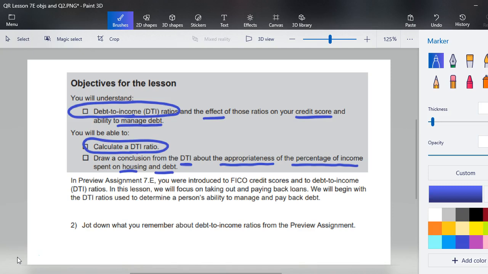In preview assignment 7E, you were introduced to the FICO credit score and debt to income ratios, DTI. In this lesson, we will focus on taking out and paying back loans. We'll begin with DTI ratios used to determine a person's ability to manage and pay back debt. Question two says, jot down what you remember about debt to income ratios from the previous assignment. Again, if you haven't already, hit pause, at least go do questions two and three. And there is a chart in there to look at and underline and think on. I'll see you back at the chart in question three.